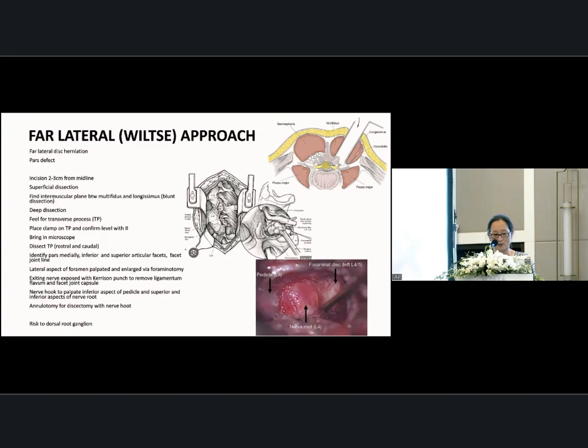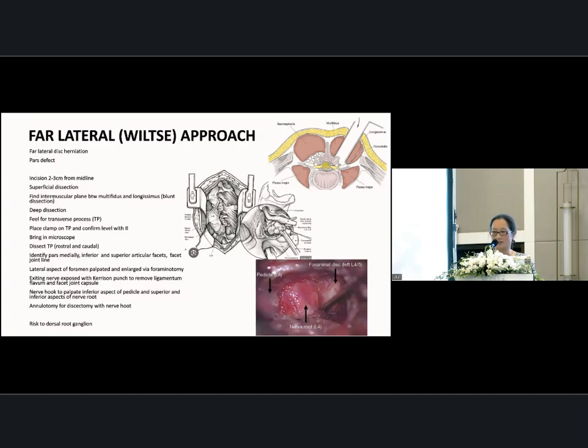So the incision is paramedian, about 2 or 3 centimetres from the midline, dissect down, and the key is to get the intermuscular plane between multifidus and longissimus. I use blunt dissection, feel for the transverse process. So you're on the lateral side of the facet joint. With this approach, bring in the microscope, identify the pars and the articular facets, and you should be able to palpate the foramen and enlarge it as required, depending on where the disc prolapse is.